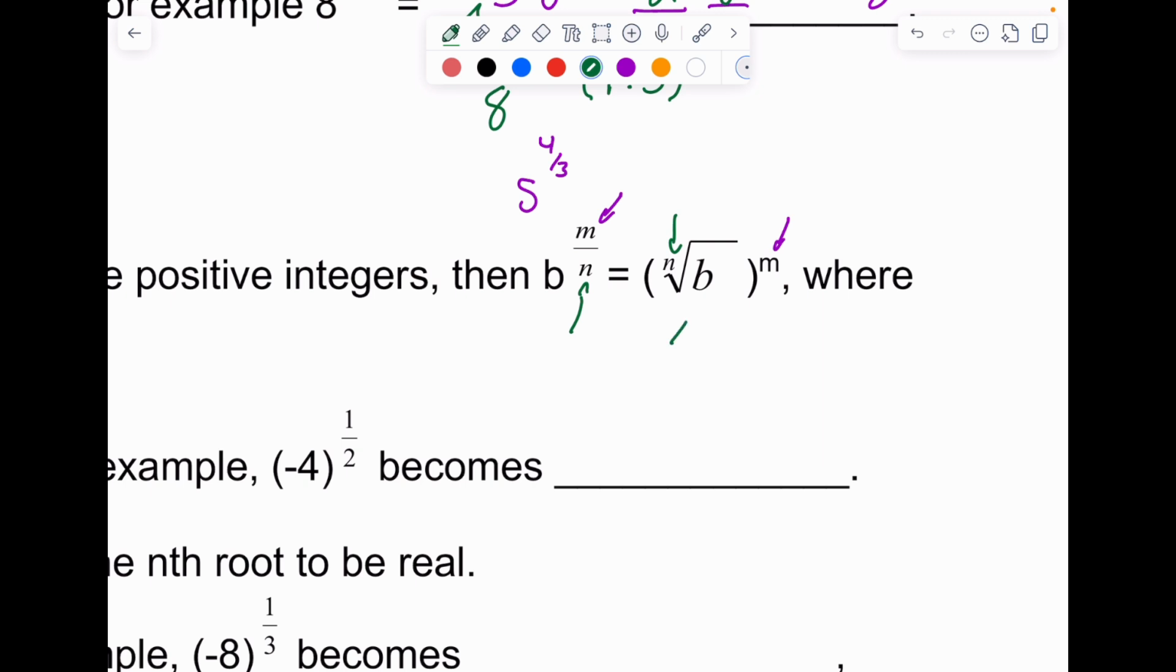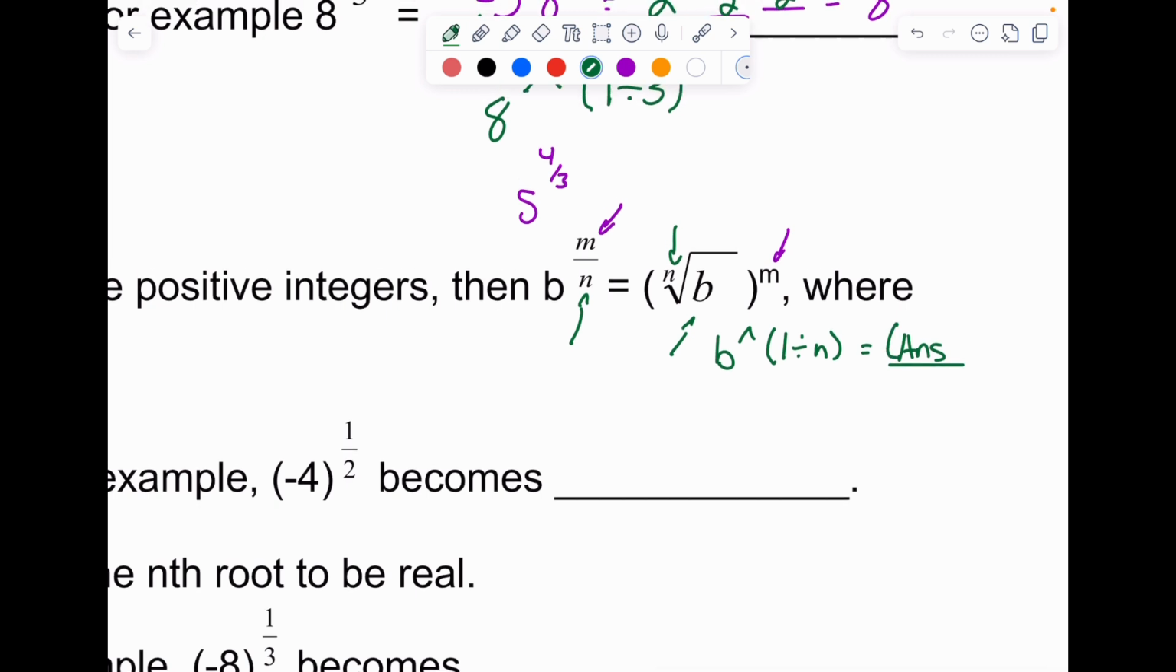What you will do is you will evaluate this first. You'd be going b, hitting that button to the power, and you'd be saying 1 divided by n, okay? And you hit equals on your calculator, and you'll get some number, okay? And you usually have a button called answer. So you'll get an answer. The next step then says take that answer, all right, and then put it to the power of m, whatever m is. This is how you evaluate a rational exponent, okay? You have to do it in kind of stages here.